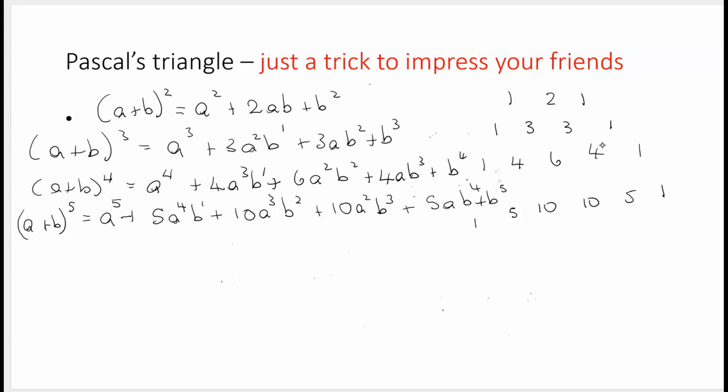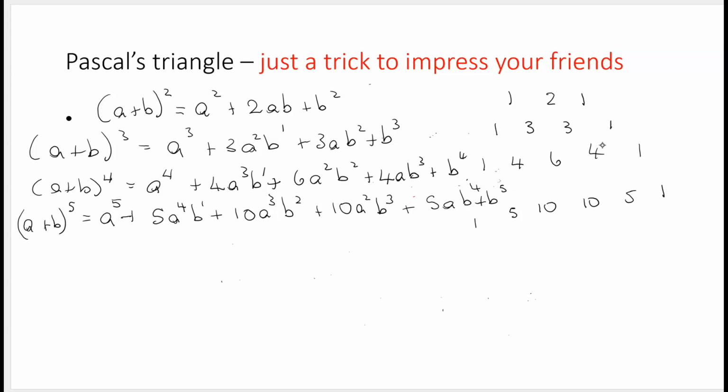Now, look at that. The pattern is that down the outside of this triangle, there are 1s. So each of the expansions starts with something whose coefficient is 1, and ends with something whose coefficient is 1. Now let's have a look at line 2, the expansion of (a plus b) cubed. To get from the previous line, 1 plus 2 is 3, 2 plus 1 is 3, and we write a 1 at the end and the beginning.